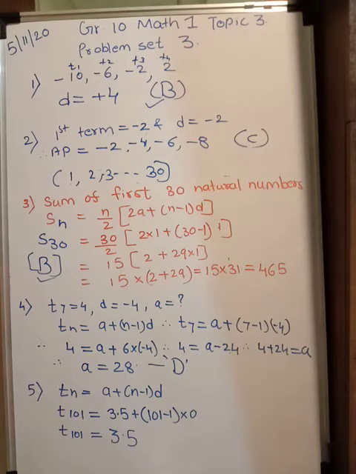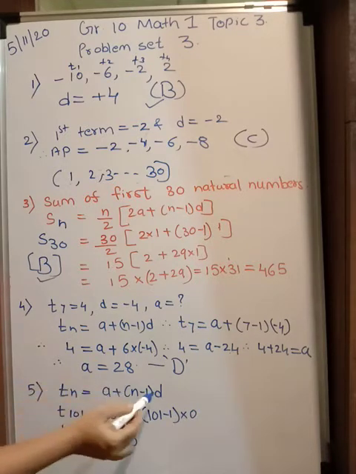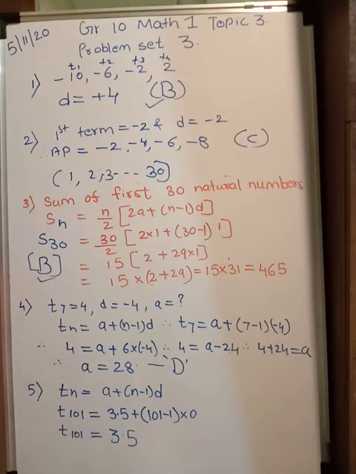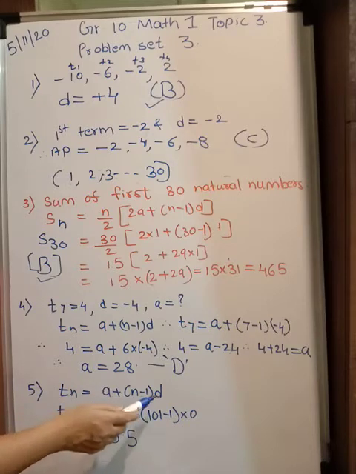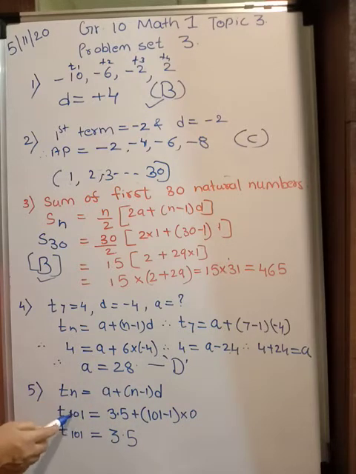For a given AP, A is equal to 3.5. So A, the first term, is 3.5. D is 0. D is given as 0. N is 101. The N value is 101. Then Tn is equal to how much? Now see, what is the formula? Tn is A plus n minus 1 into D. But the n value is given as 101.